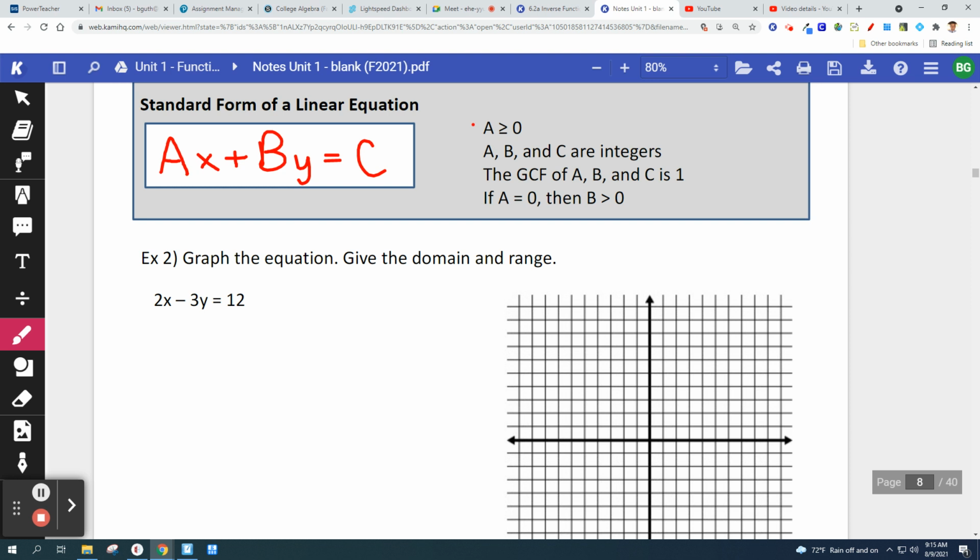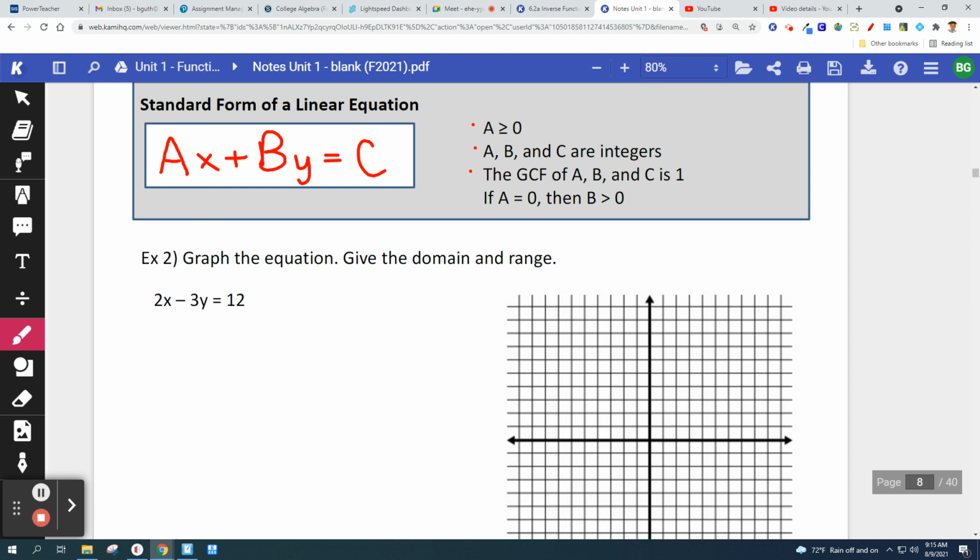The A number will always be positive or equal to 0, I guess is what that says. Basically, the first number that you see in this equation should be positive. A, B, and C are integers. I don't want to see fractions or decimals. I would want to see integers.